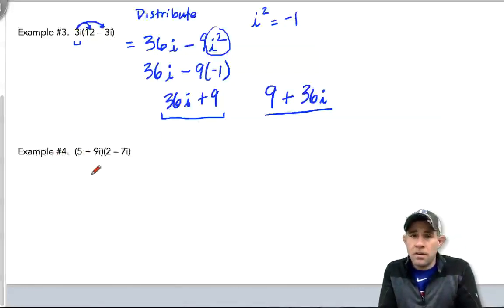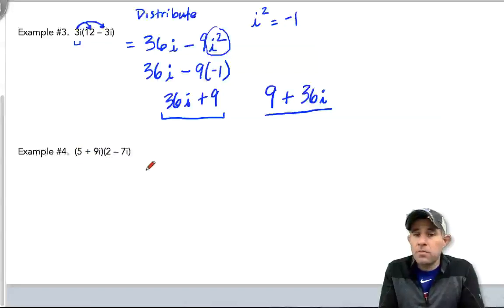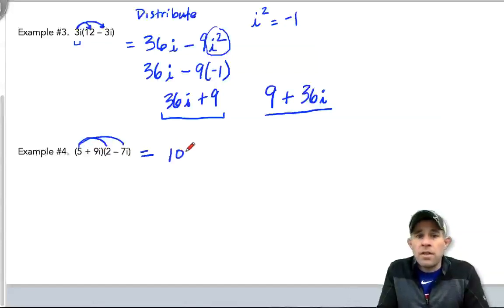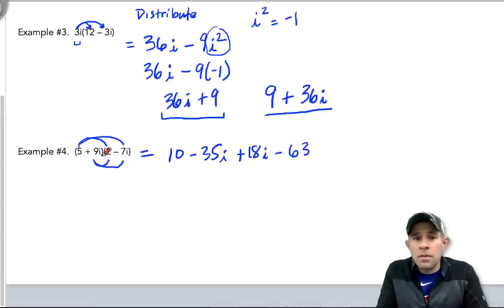All right, let's take a look at our next example here. Number 4. We see that we have 5 plus 9i times 2 minus 7i. We're multiplying these two complex numbers. And again, we're going to follow kind of that similar pattern of distribution. So we're going to multiply the 5 to both the 2 and to the negative 7i. That gives us 10 minus 35i. And then we're going to multiply the 9i to both the 2 and the negative 7i. That gives us a positive 18i and a negative 63, and then it becomes i times i, which is i squared.